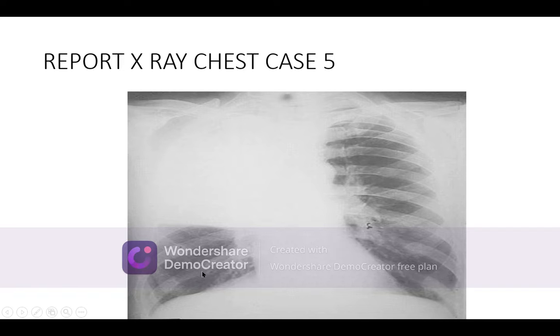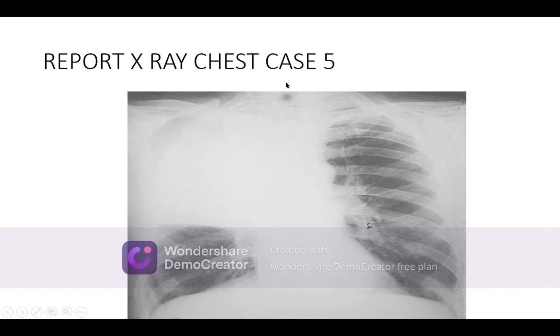He is deeply inspired and he was not expiring and hold the breath properly. It's a very important point. So bronchovascular markings are visible in this X-ray. They are not haziness. You can see clearly. You can see and appreciate the bronchovascular marking clearly.